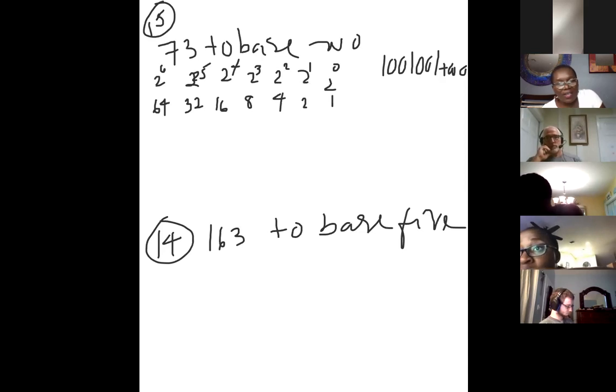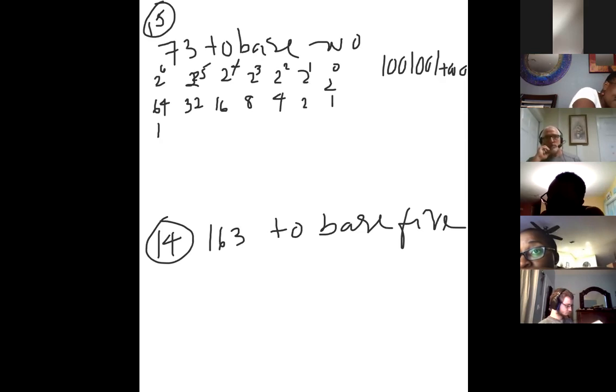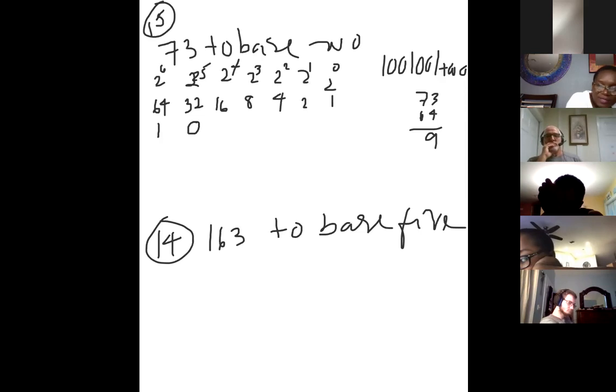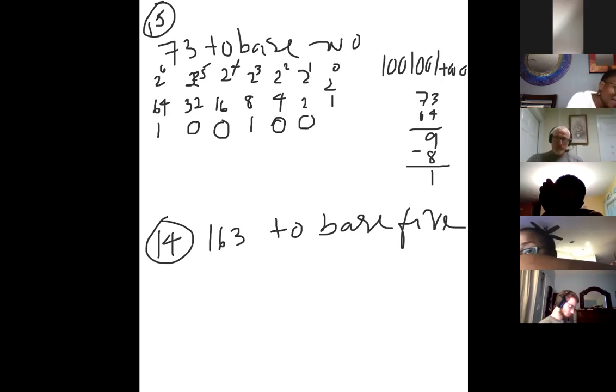So guys, to create the number 73, we need 64. If we have 73, we subtract 64. That's going to leave us with 9. Obviously, 32 is greater than 9, so we can't use the 32. Fill in a 0. 16 is also greater than 9. We can't use it, so fill in a 0. Next, you're going to need 1 eight. If you subtract 8 from 9, that leaves you with 1. Obviously, 4 is greater than 1. Fill in a 0. 2 is greater than 1. Fill in a 0. And then the 1 goes at the end. So yes, there's your answer.